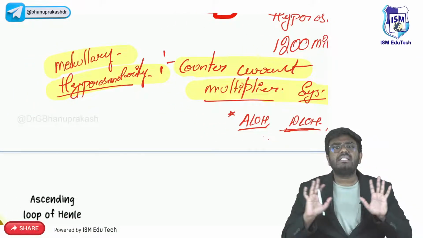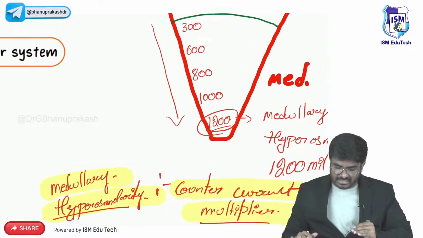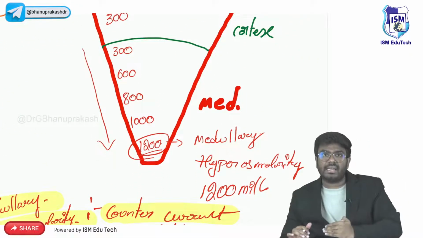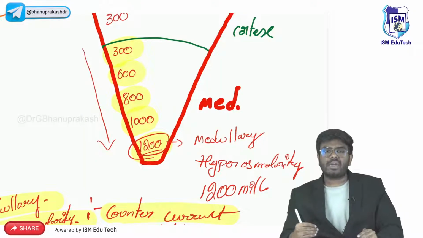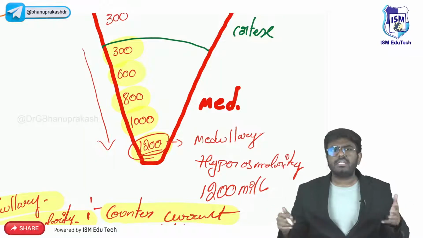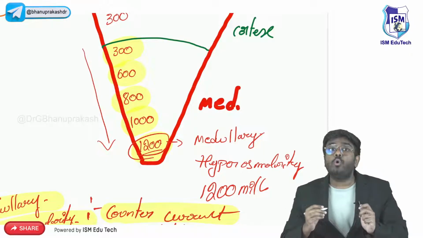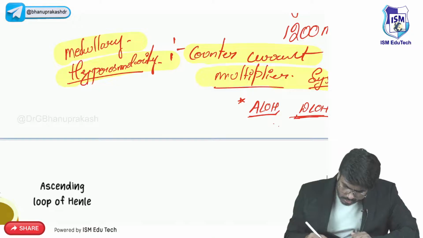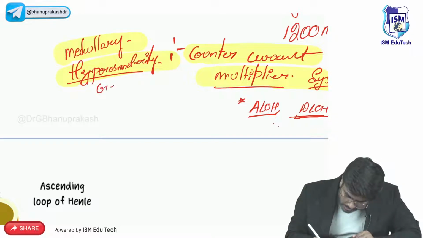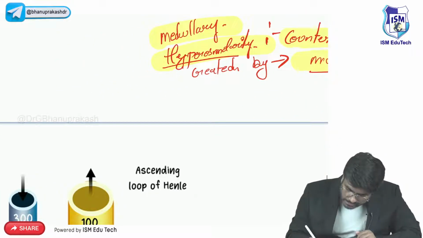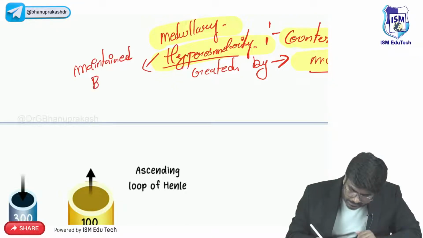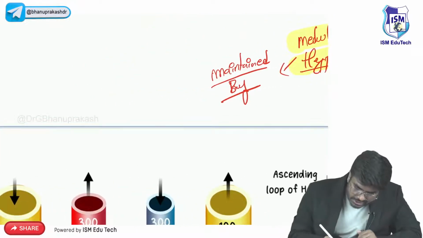Done. Once it is created, it needs to be maintained continuously. There is a corticopapillary gradient: 300 outside, a little more 600, a little more 800, 1000, 1200. There is this gradient, and someone should maintain it. Creation is okay, but someone has to maintain it. So who maintains it? This is the MCQ. Medullary hyperosmolarity is created by the counter current multiplier system, and it is maintained by the counter current exchanger system.